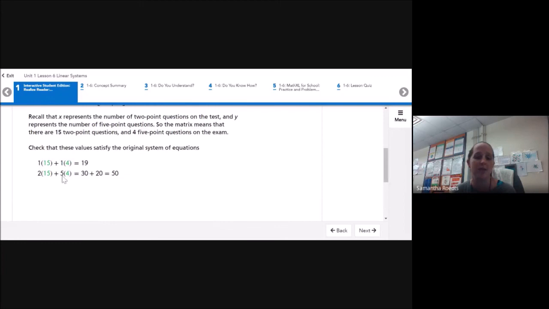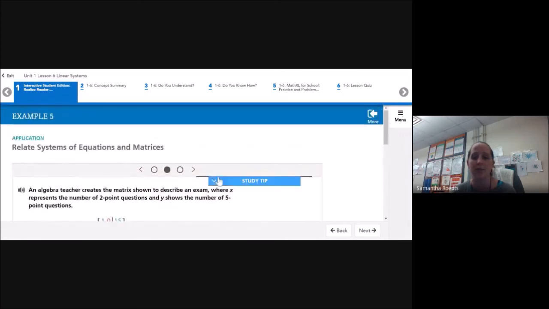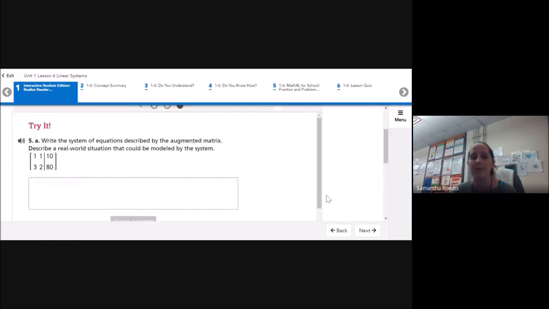Okay, I can check that system and make sure it works. It does. So for number 5A, they want us to write a system of equations described by the augmented matrix and describe a real-world situation that could be modeled by the system. So the linear equation could be x plus y equals 10 and 3x plus 2y equals 80.